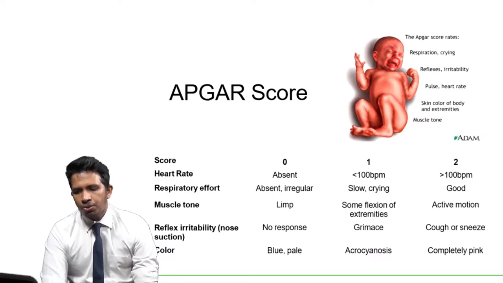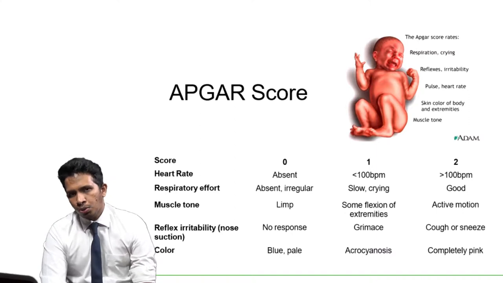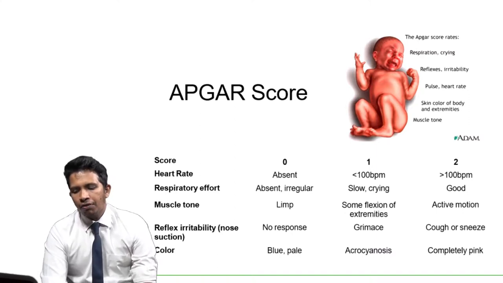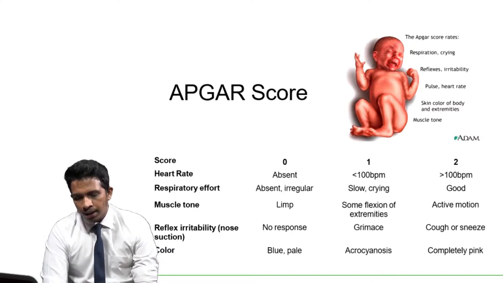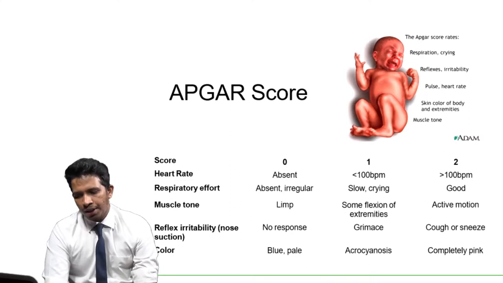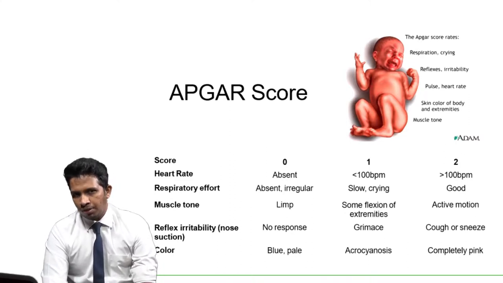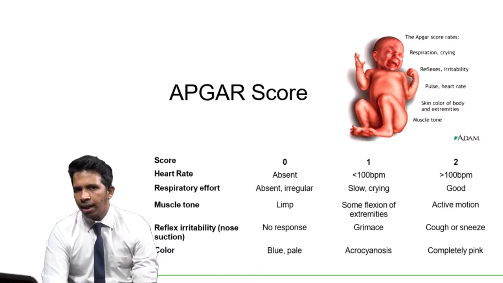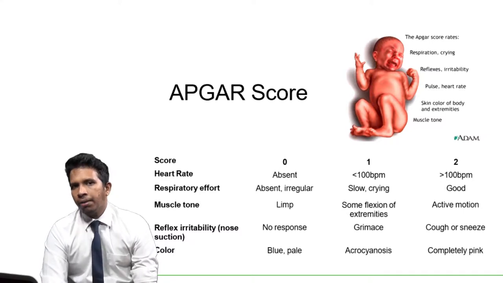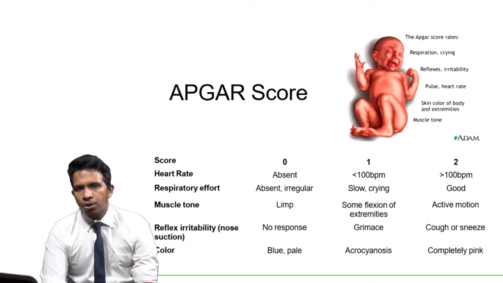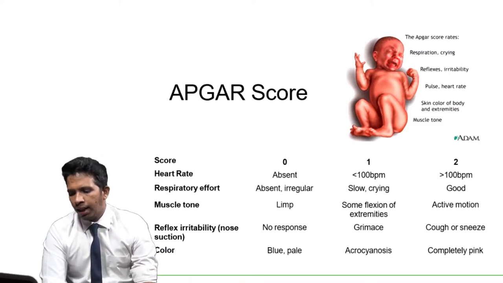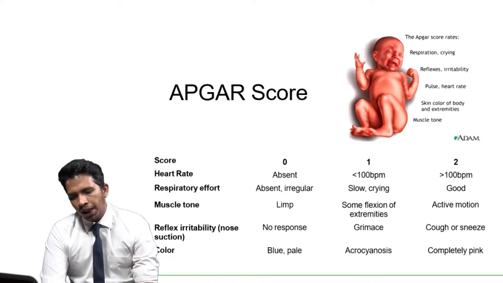We have scores from 0, 1, and 2. So if, for example, we take the heart rate, the score of 0 is given when the child has an absent heart rate. If the score of 1 is given, it means the heart rate is low. It is not normal. It is less than 100 beats per minute. A normal child's heart rate should be more than 100 beats per minute. And if the score is 2, which means it's normal, the heart rate is more than 100 beats per minute.